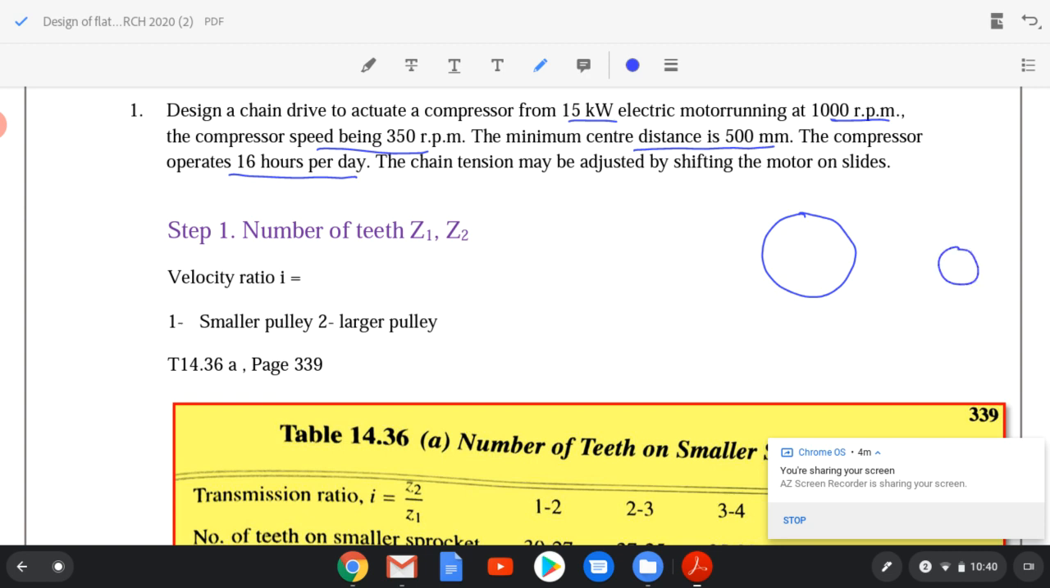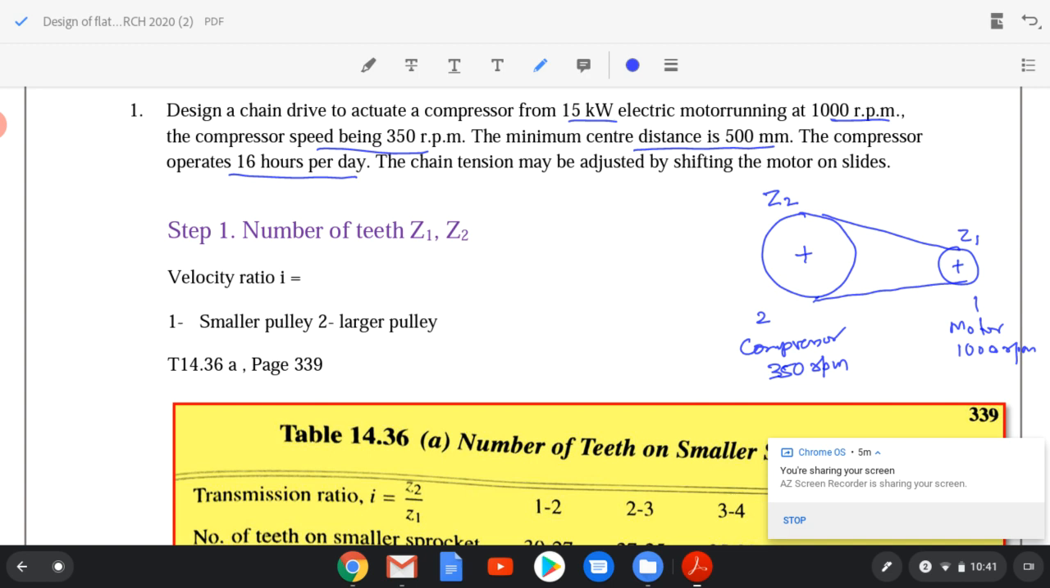So there is a compressor and a motor. They are connected by a chain drive. 1 represents the smaller pulley, 2 represents the larger pulley. Here the motor runs at 1000 rpm, so this will be connected to the smaller pulley, the motor, and here we have the compressor. Motor speed is 1000 rpm and compressor speed is 350 rpm. Z1 is the number of teeth on the motor and Z2 is the number of teeth on the compressor pulley.